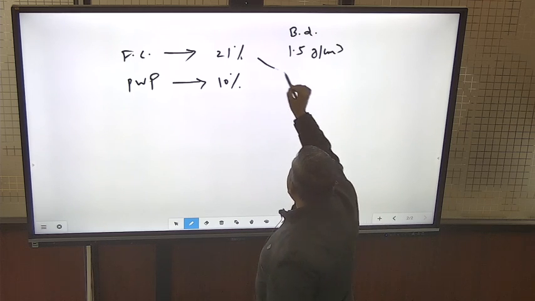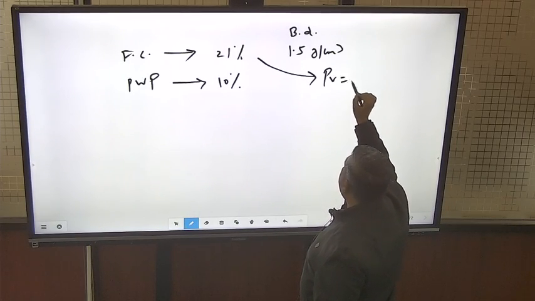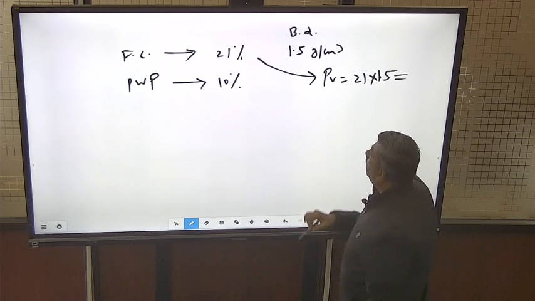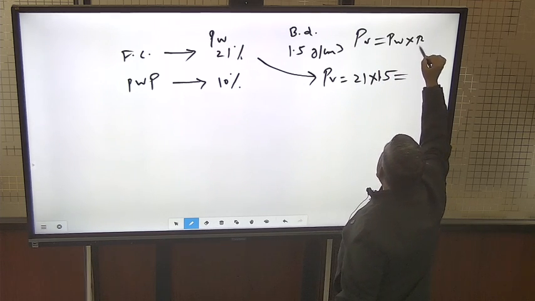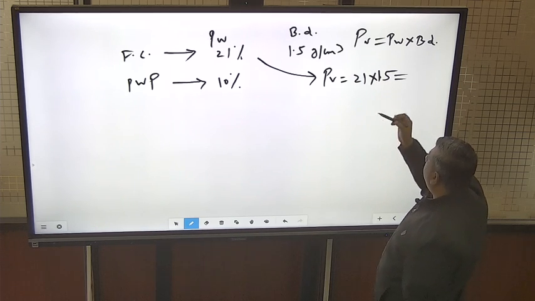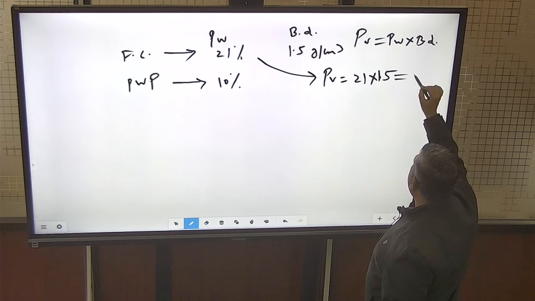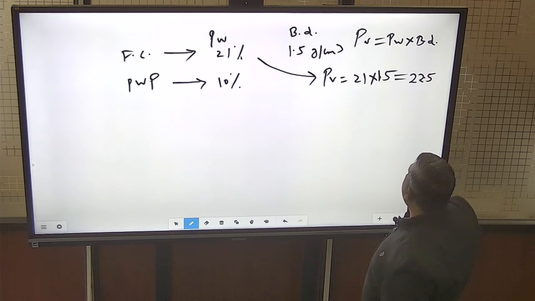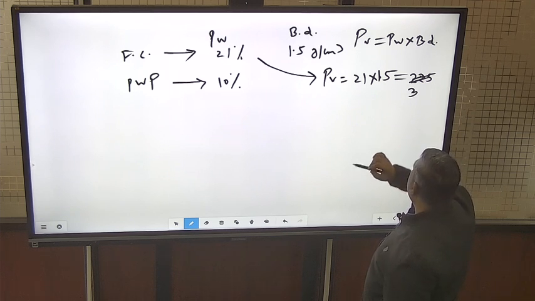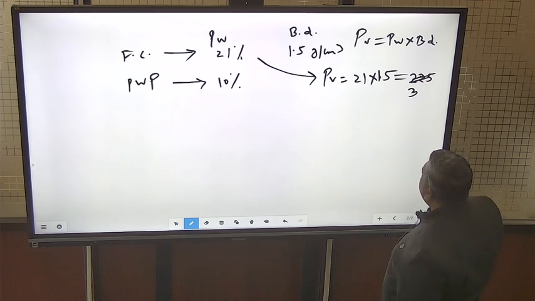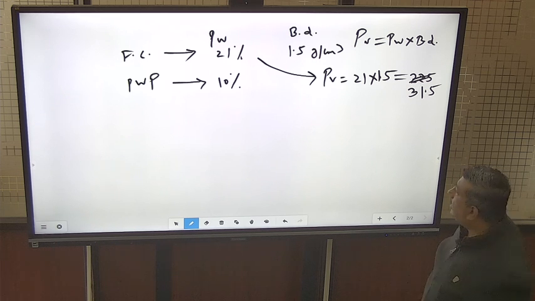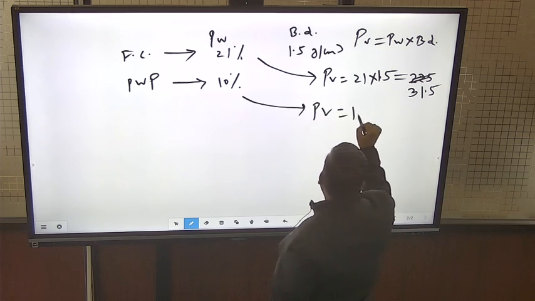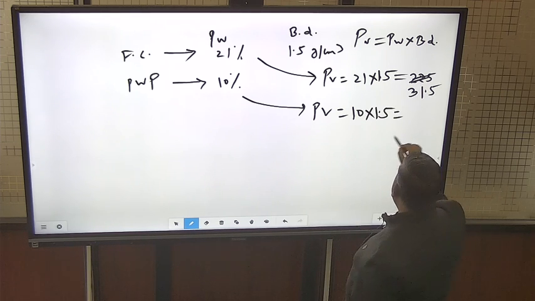So now, what will the field capacity on volume basis be? 21 into 1.5, because it is PW, and PV, volume basis is weight basis multiplied by bulk density. So this is done. If we add 10 to it, approximately 22.5... sorry, roughly 32, or we can see it this way: half of 21 is about 11, add it, 32, so 31.5. This is the volume basis, okay. And this is PV, equal to 10 into 1.5, that is 15.